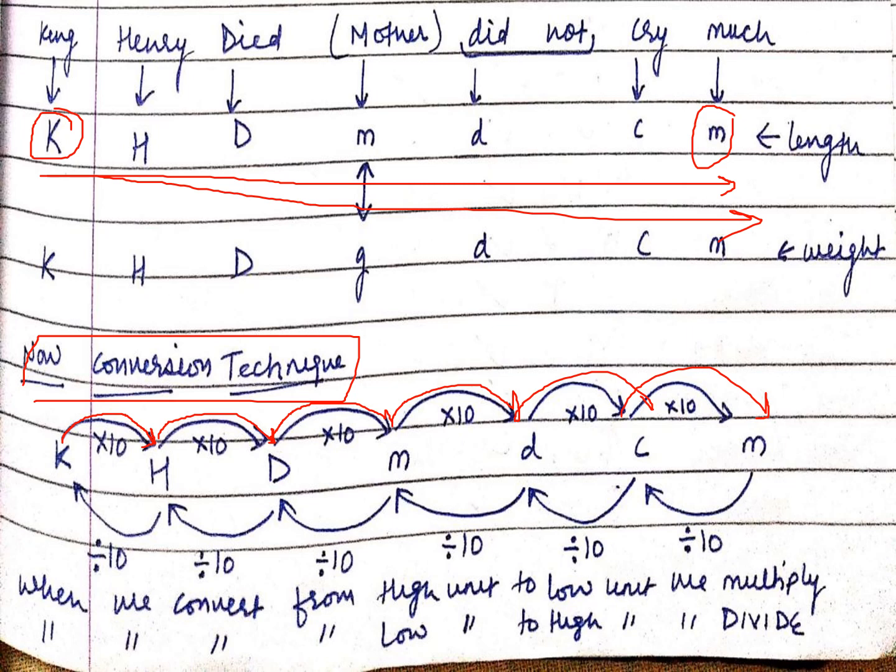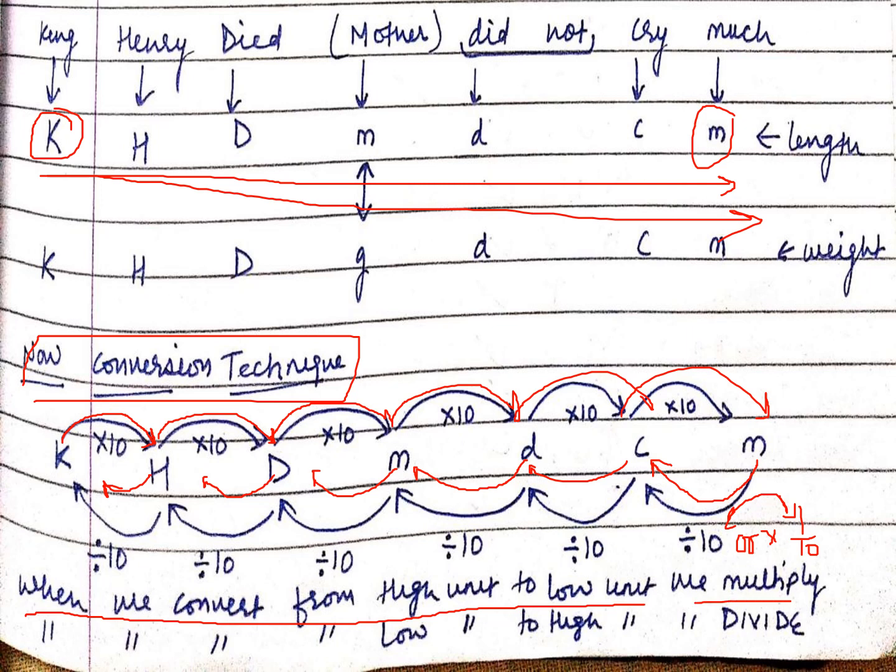Now the reverse thing. If you go from a smaller unit to a bigger unit, you divide by 10. Or you can say you multiply with 1 upon 10. They both are the same thing. Again, centi to deci, divide by 10. Deci to meter, divide by 10. Divide by 10, divide by 10 and divide by 10. I hope you got this. So understand this thing. When we convert from high unit to low unit, we multiply. When we convert from low unit to high unit, we divide. Okay.